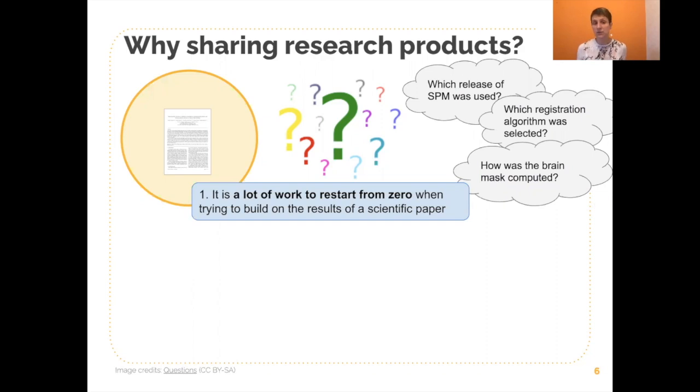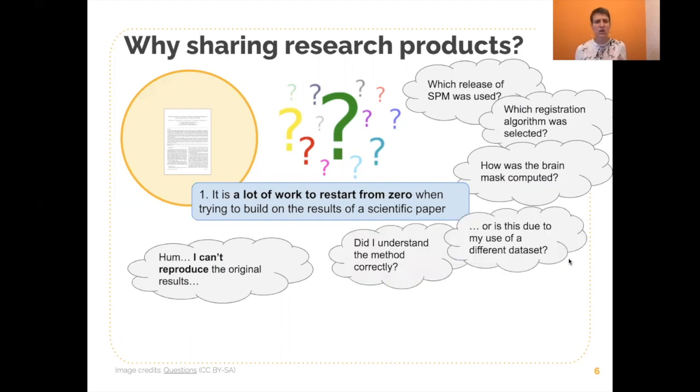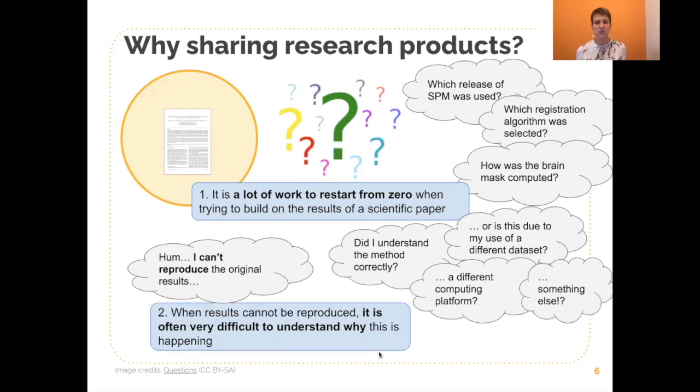This is very important in research because a lot of the time you're going to want to compare your results with what was published previously. And on top of the idea that it's a lot of work, sometimes you just can't reproduce the results. When you end up in that spot, it's really hard to understand why this is happening. You might wonder whether you understood the method correctly, or maybe it's just due to the data set, or maybe just a different computing platform, or there is another explanation.